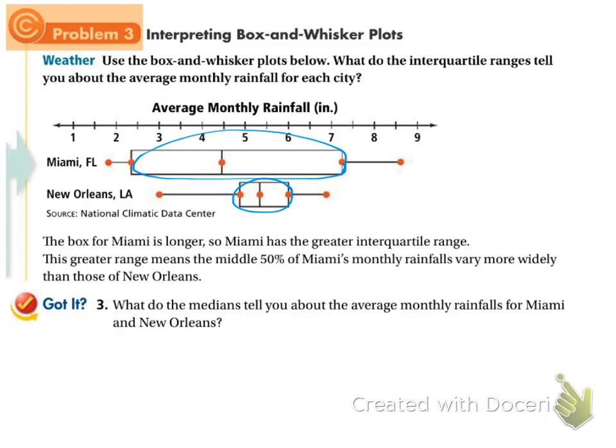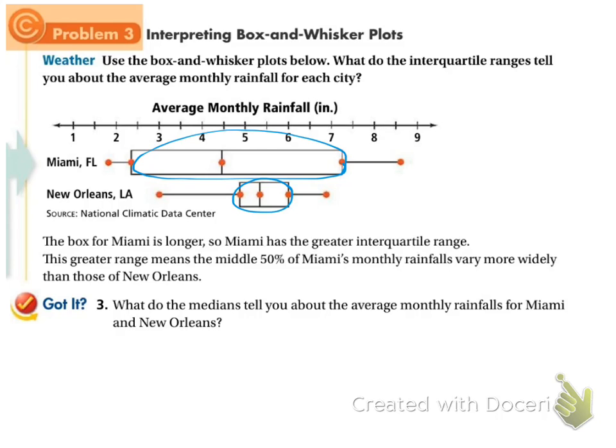So that first one's really spread out, which means some months they have a small amount of rain, some months they have a lot of rain. It's really spread out. It's not consistent, right? Whereas New Orleans is really tight together, so it's pretty consistent. It's only between like 5 and 6 inches. So every month they get 5 to 6 inches of rain approximately, we can estimate. Whereas with Miami, you're ranging from almost 2 to a little over 7. So some months it might be 2 inches, some months 7 inches, some months 5 inches, some months 3 inches, right?